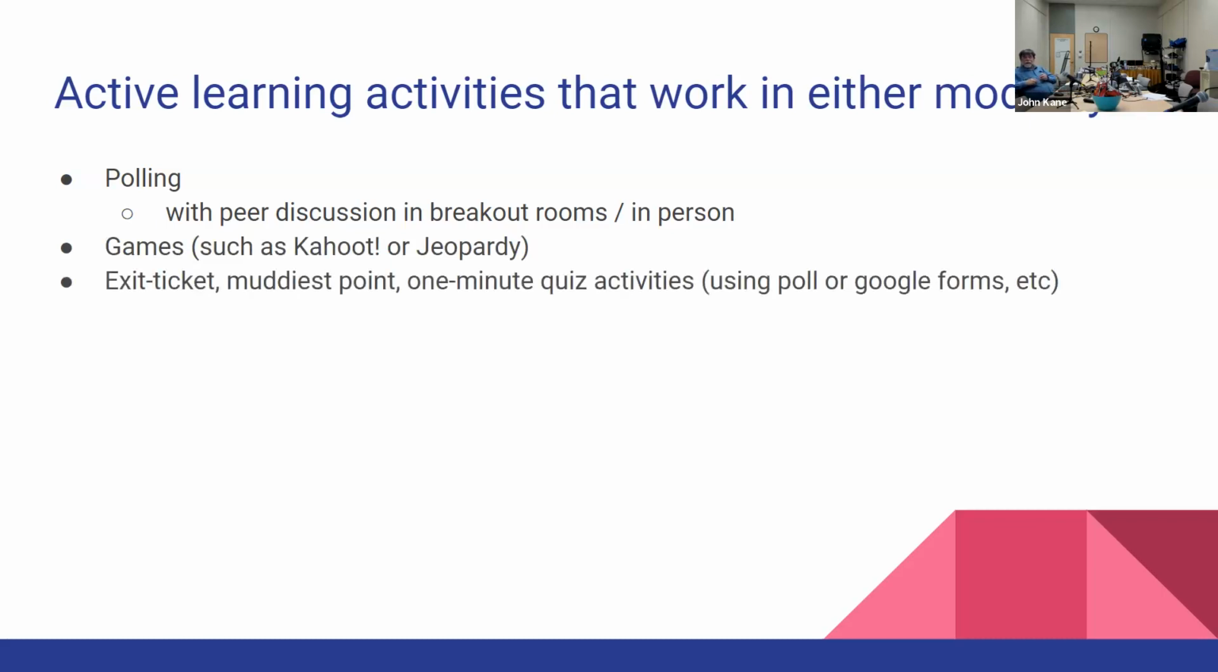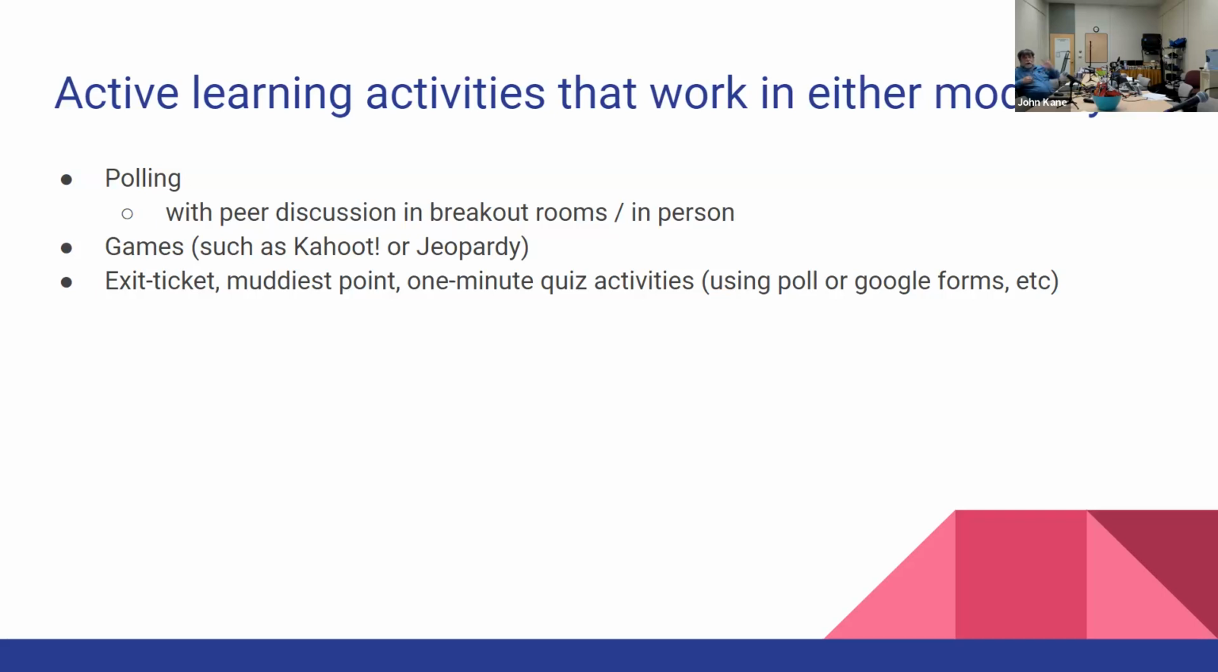Again, using polling activities, which could be done with polling software or with Google Forms, you can do exit tickets at the end of class, where you ask students what they found challenging and what they learned today. There's a whole bunch of these quick classroom assessment techniques, sometimes called exit tickets, muddiest points, or one-minute quizzes, which literally only take a minute or so.